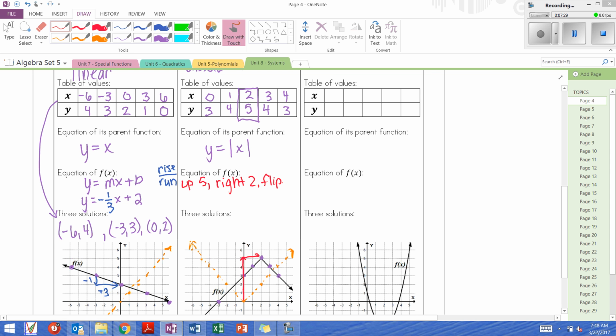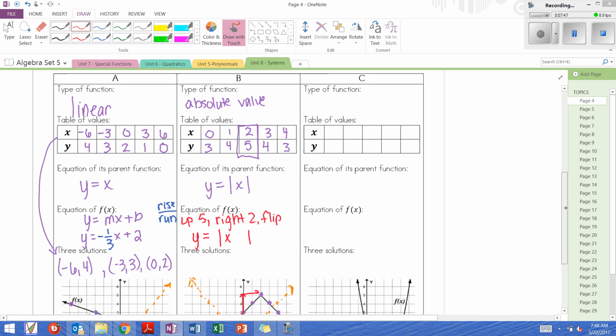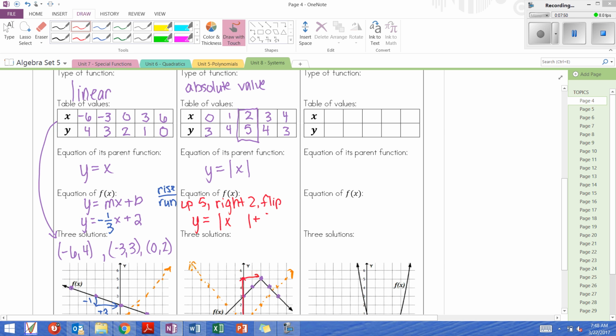So if we want to come up with the equation, we start with our parent. y is equal to the absolute value of x. I'm going to leave some spaces in there because we have some changes that have happened. We know that, first of all, it went up 5. So if it moved up 5, there'll be a +5 on the outside. Right 2 would be a -2 inside the absolute value, and a flip means that there is a negative out in front. And remember, you can always use your technology to verify.